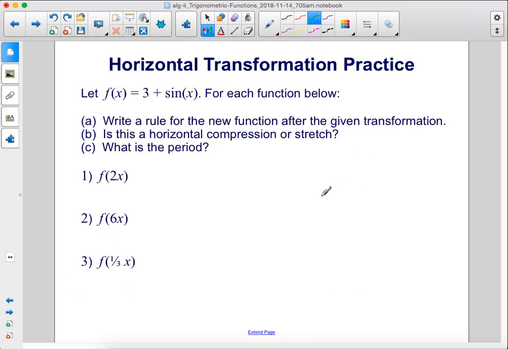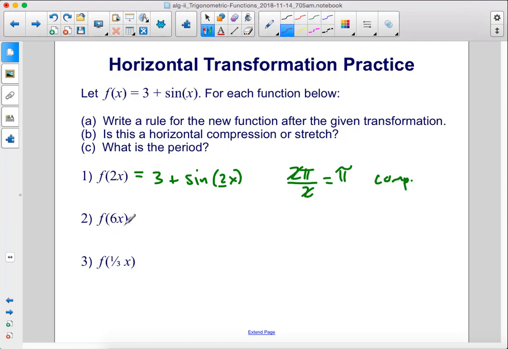Let f of x equal 3 plus sine x. For each function below, write a rule for the new function after the given transformation. Is this a horizontal compression or stretch, and what is the period? F of 2x is 3 plus sine of 2x. This is a compression, and to find the period, we take 2 pi over b, and in that case that's 2. The 2's cancel, and the period is pi. And this is a compression, I'll write that.